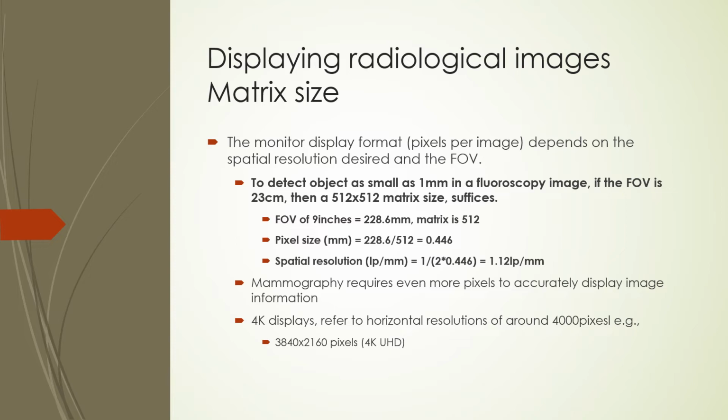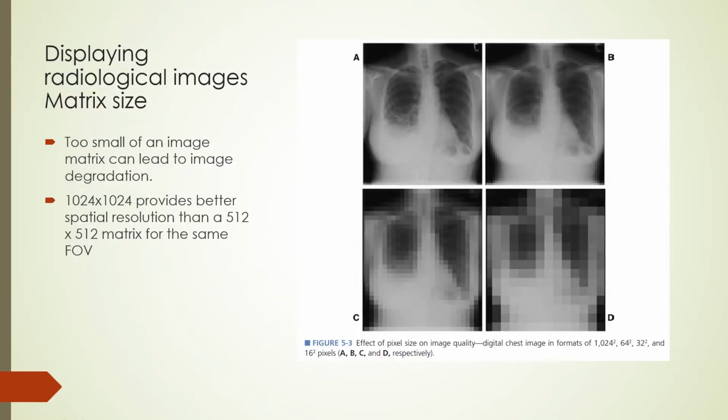Mammography requires even more pixels to accurately display image information. 4K displays refer to horizontal resolutions of around 4,000 pixels. For example, a monitor may have a rectangular array of 3840 by 2160 pixels. The importance of matrix size on image resolution is shown on this slide. Imaging modalities with higher spatial resolution and larger fields of view require more pixels per image so that the image format does not degrade the resolution.